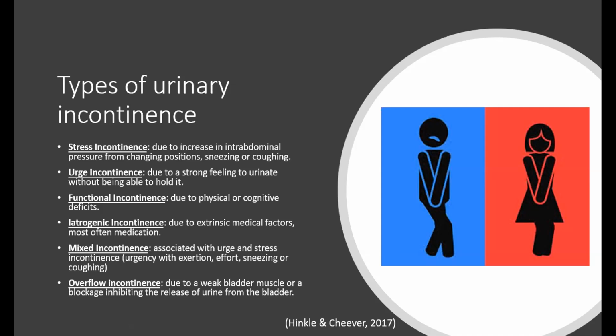Functional incontinence is due to physical or cognitive deficits, such as dementia or Alzheimer's, where they can't really tell you that they have to go because they have cognitive deficits. And then functional or physical would be like, you're bound to a wheelchair and you just can't make it because you have physical deficits.